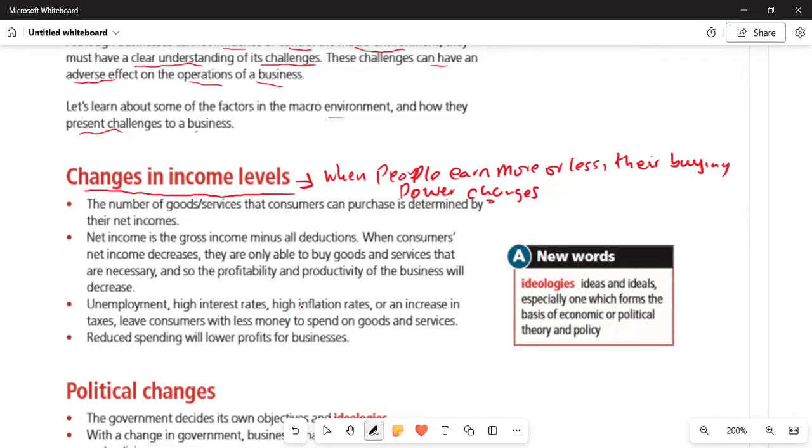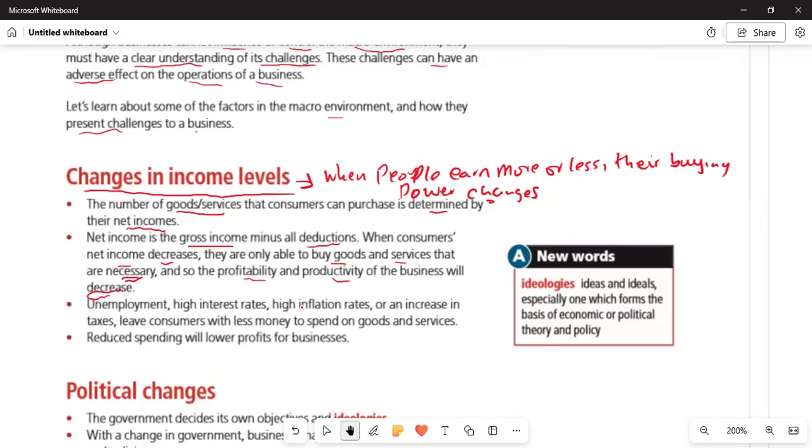The number of goods or services that a consumer can purchase is determined by their net income. That is true. Our purchasing power is determined by our net income. Net income is gross income minus all taxes. So when consumers' net income decreases, they are only able to buy goods and services that are necessary, the basics. And so the profitability and productivity of the business will decrease.